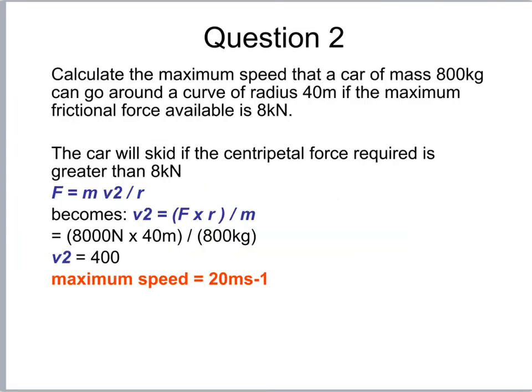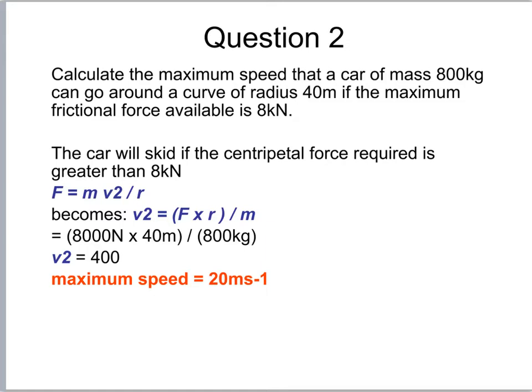In question 2, it said calculate the maximum speed that a car of mass 800 kilograms can go around a curve of radius 40 metres if the maximum frictional force available is 8 kilonewtons. So the car will skid if the centripetal force required is greater than 8 kilonewtons. So we're going to use our 8 kilonewtons this time as our force. Remember that's 8,000 newtons. That's the only unit conversion we need for this question.